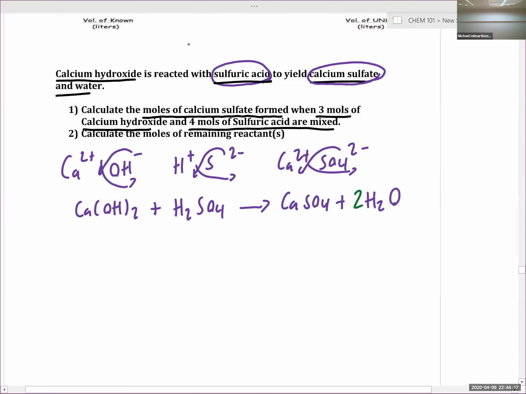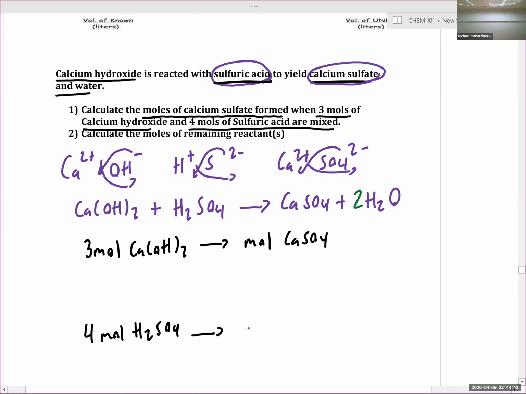Now, we know that we're starting off with 3 moles of calcium hydroxide, and we also know that we're starting off with 4 moles of sulfuric acid. Now what you're going to do is convert each of these moles of reactants to moles of calcium sulfate product. And then once you have the moles, you're going to compare the moles.